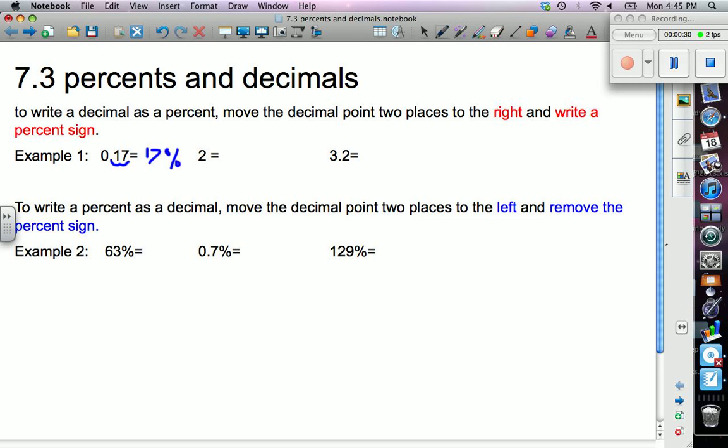If we multiply 2 by 100, or move it 2 to the right, we get 200%. And 3.2 times 100 is 320%.